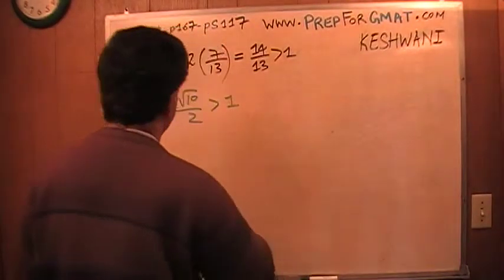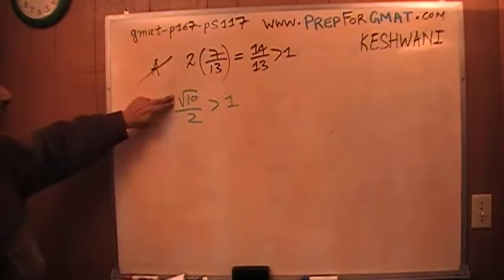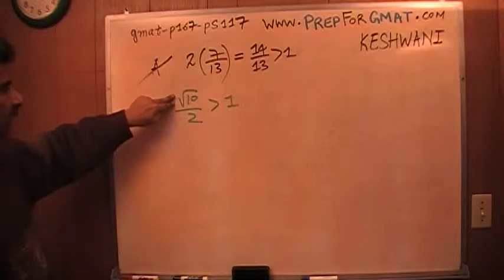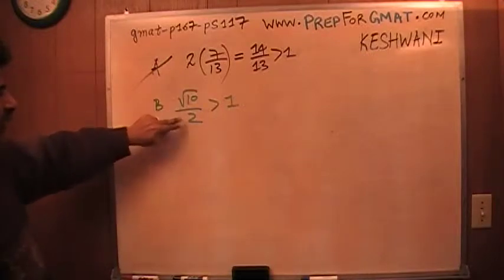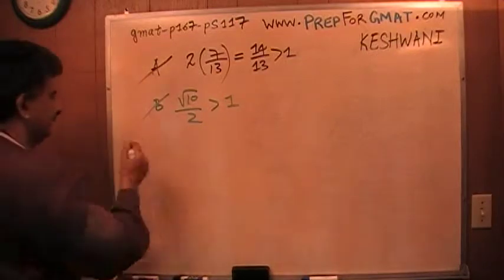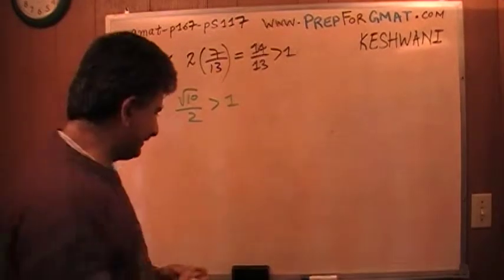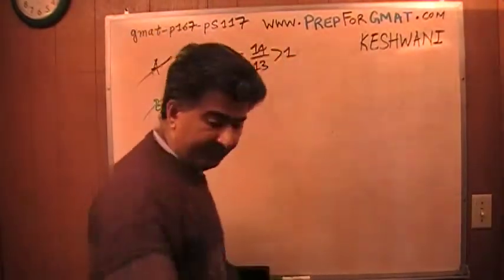The point here is not that root 10 is slightly more than 3. The point is this quantity is more than 2, and therefore something more than 2 divided by 2 is going to be more than 1. That's not it. We're looking for something that is less than 1. Let's look at C.